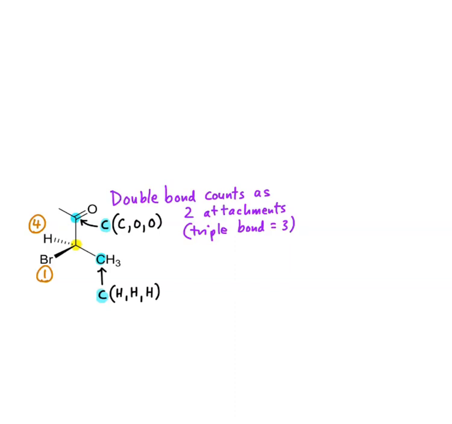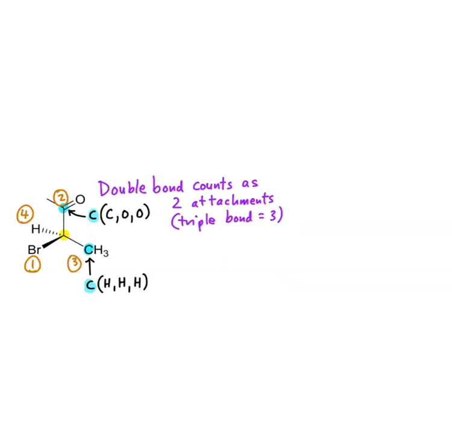Okay, so what this means is that the carbon that's attached to the oxygen, because oxygen is a higher atomic number than the hydrogens that the carbon in the bottom is attached to, has a higher priority, so that's 2. This one's 3. And so 1 for the bromine, 2 for the carbonyl carbon, 3 for the methyl group carbon. This one is also R.